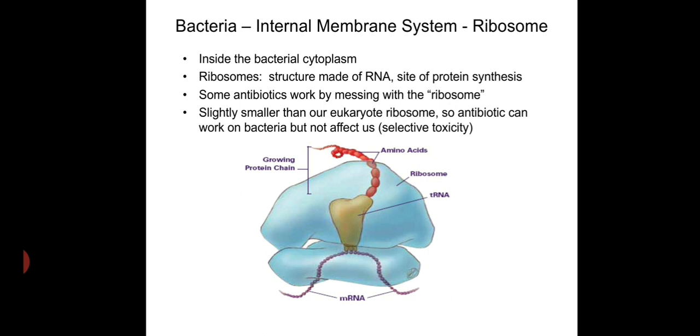Bacterial ribosomes are slightly smaller than eukaryotic ribosomes. So antibiotics can work on bacteria but not affect us. This type of targeted toxicity is known as selective toxicity.